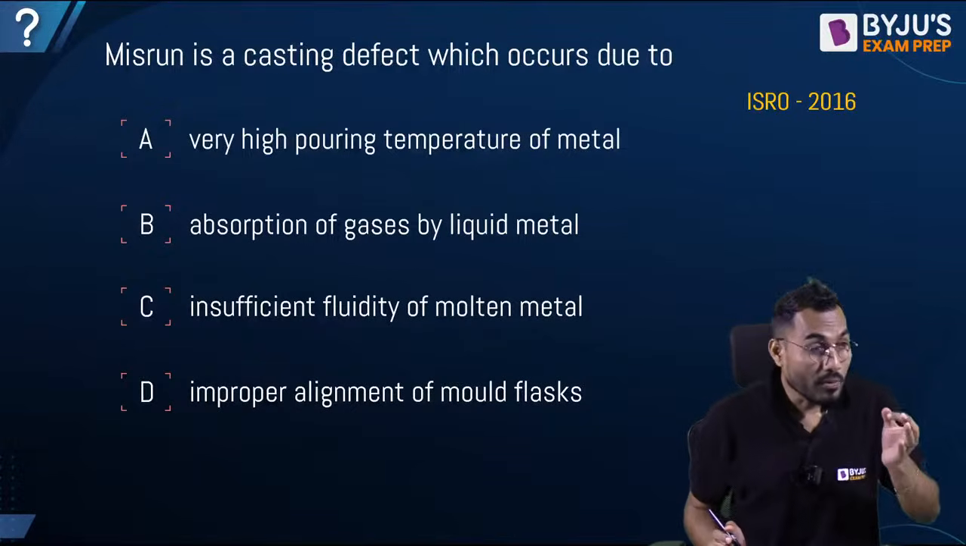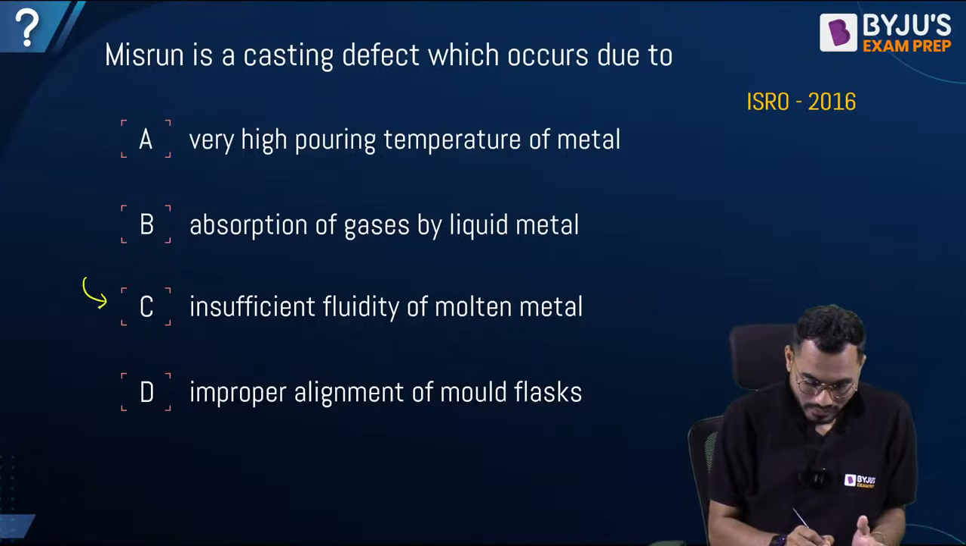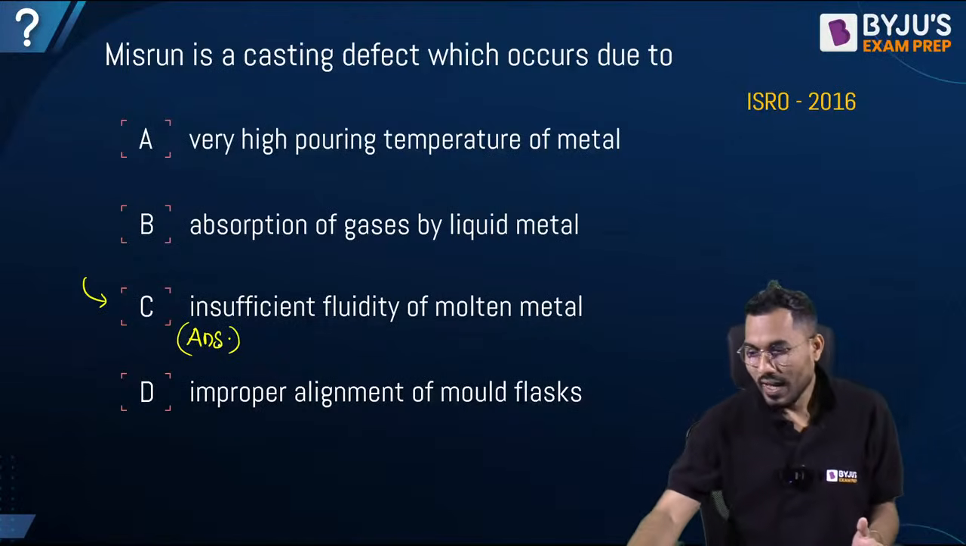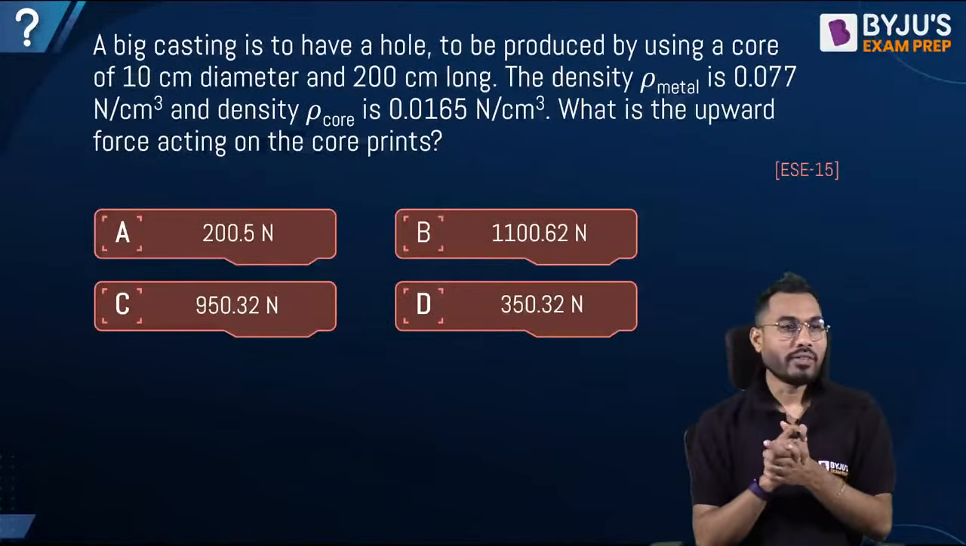Is it okay, everybody? Misrun defect will come in the picture, right? Fine. So my answer will be exactly C. Let's see how fundamentally correct the questions asked in ISRO are. Next question, ESE 2015 question was asked.